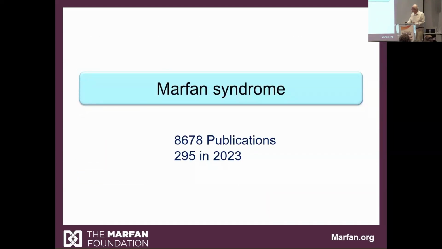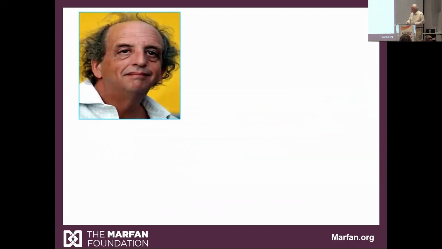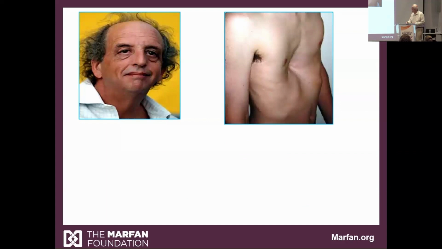Now we're going to say just a few words about Marfan syndrome. In preparation for this meeting, I thought I better see how many publications there are. And these are how many Marfan syndrome publications I could find, and 295 in 2023. Now, this is the gene, and we won't talk about the molecule, but it's a complicated molecule because I told you it has several roles. It participates in the formation of the elastic fibers, but also in regulation of critical cellular pathways. But we recognize people by the physical characteristics.